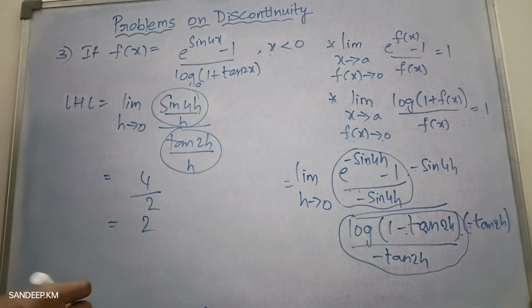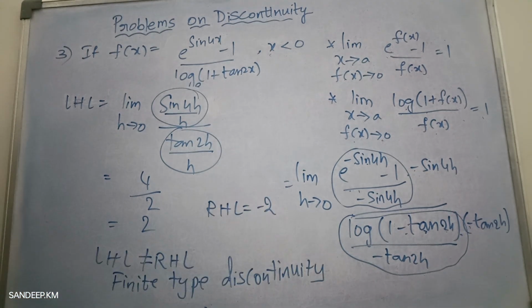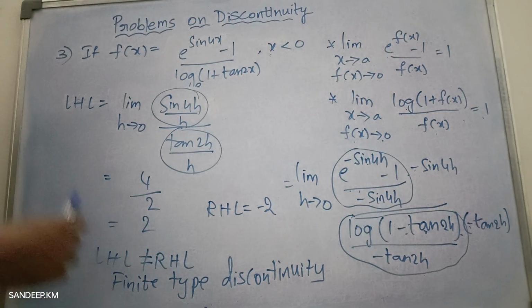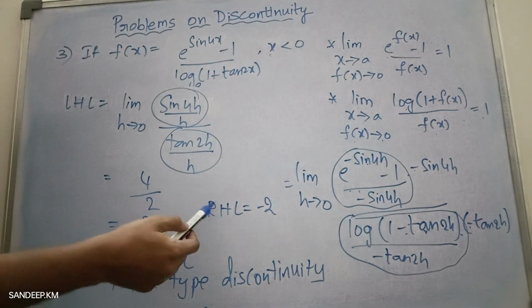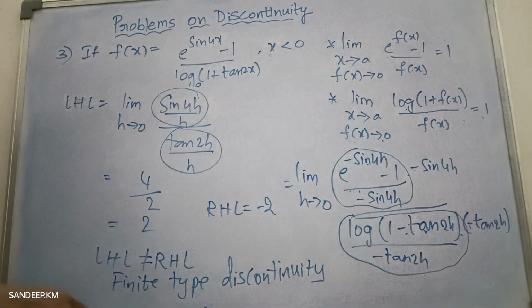Observe one thing, dear students. We have got LHL value. And already, LHL is 2 and we have found RHL, which is minus 2. The left hand limit is not equal to right hand limit. So we have a discontinuity. It is non-removable type discontinuity, and particularly it is finite type discontinuity.